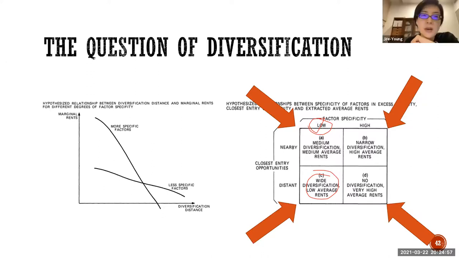Sorry, why is SoftBank related to distant, in terms of closest entry opportunities? So SoftBank has got capital, which is not a very specific factor, right? And SoftBank is in technology, but just about everything from Uber to Greensill Capital. That is as distant as you're ever going to get. In the practical sense, what is their contribution to Greensill Capital apart from just the checkbook? It is little. And so you end up with low returns, which is exactly where they are.